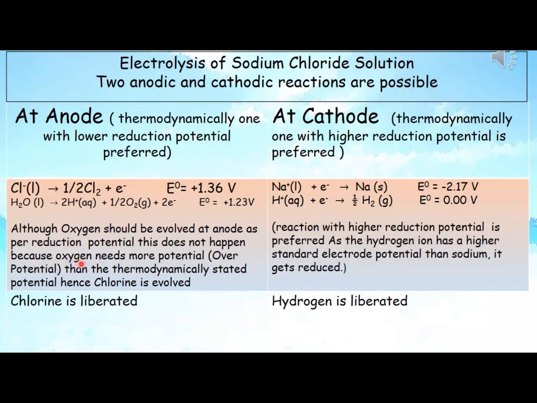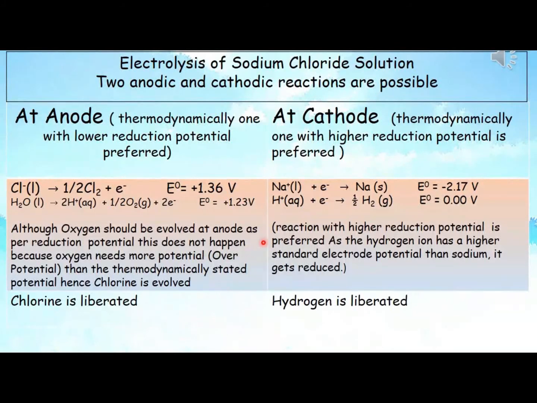Because thermodynamically oxygen is preferred, but kinetically the oxygen needs more potential than the theoretically calculated value, because the reaction is very slow. So more potential than the thermodynamically stated value is needed. Hence, chlorine gas is liberated.